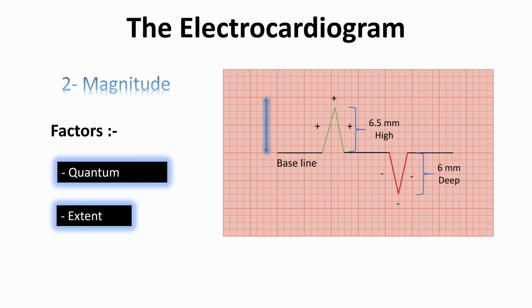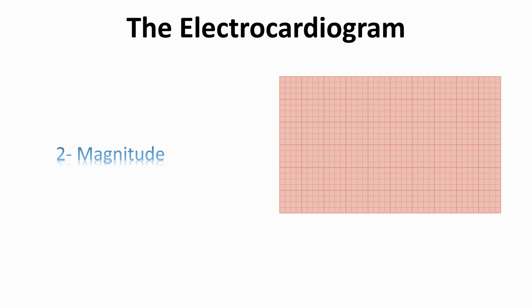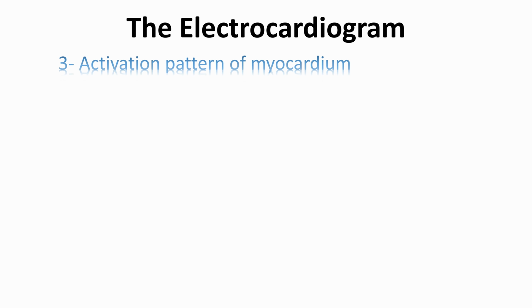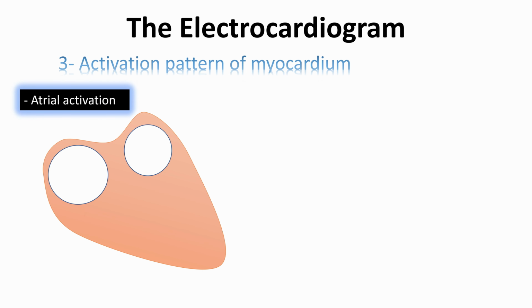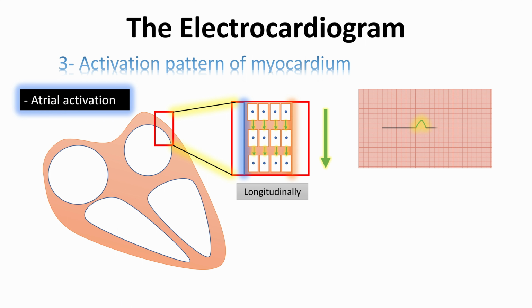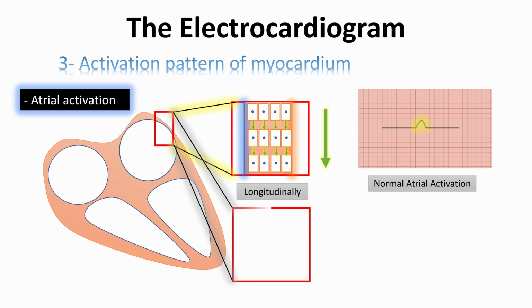The third thing about the electrocardiogram is the activation of the myocardial wall. Activation of the atria occurs longitudinally by contiguous spread of the electrical forces from one myocyte to the other. Therefore, atrial activation can reflect atrial enlargement but not atrial hypertrophy.